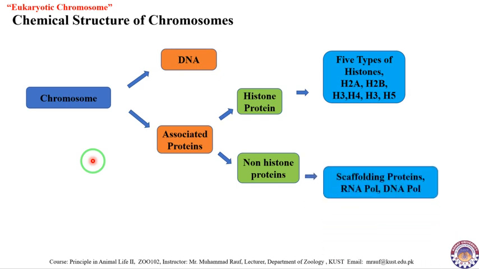Non-histone proteins can be different types of enzymes used in replication or transcription, or different types of proteins that are used in converting the diffused form of DNA into compact structures called chromosomes.